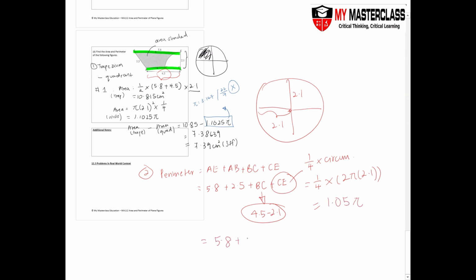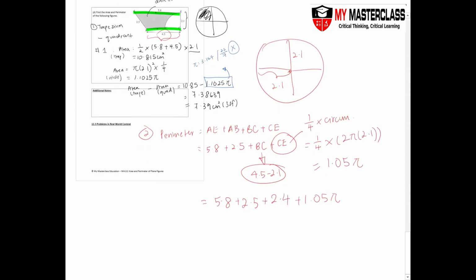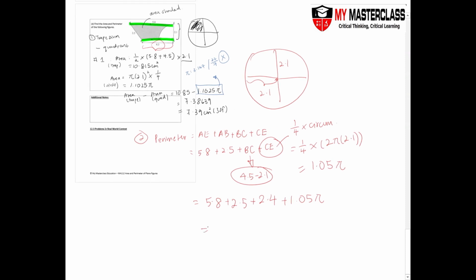You should get 5.8 plus 2.5 plus 4.5 minus away 2.1. You should be getting 2.4 plus 1.05 pi. Now work it out. You should have 5.8 plus 2.5 plus 2.4 plus 1.05 pi. You should be getting an answer of 13.99867, which you would give to 3SF again.